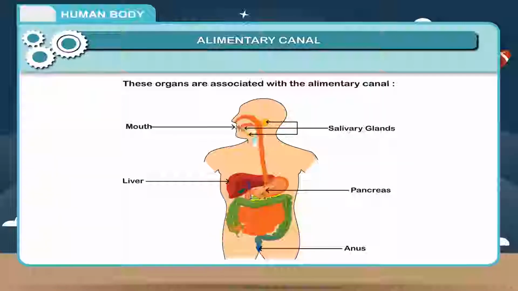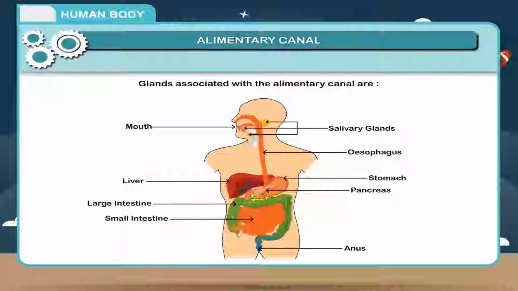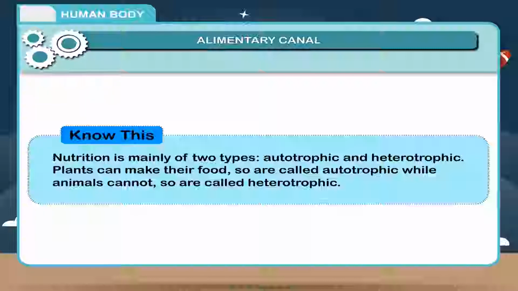These organs are associated with the alimentary canal: 1. Mouth. 2. Esophagus. 3. Stomach. 4. Small intestine. 5. Large intestine. Glands associated with the alimentary canal are: 1. Salivary gland. 2. Liver. 3. Pancreas. Know this: nutrition is mainly of two types, autotrophic and heterotrophic. Plants can make their own food, so are called autotrophic, while animals cannot, so are called heterotrophic.